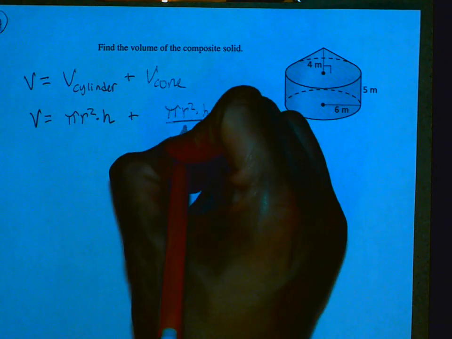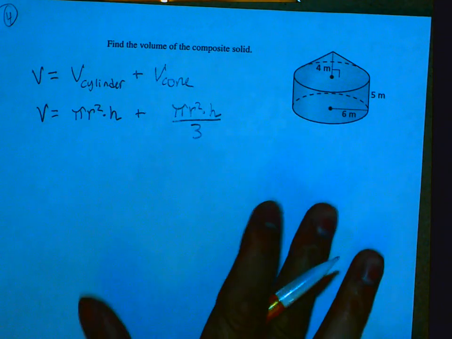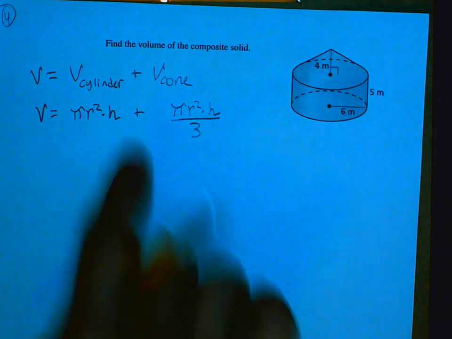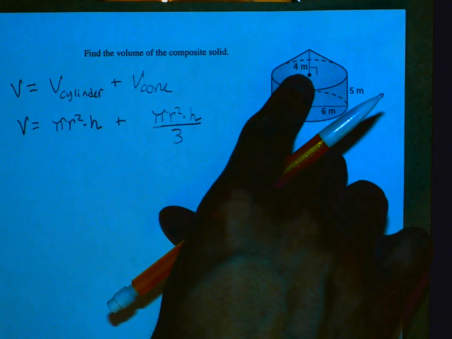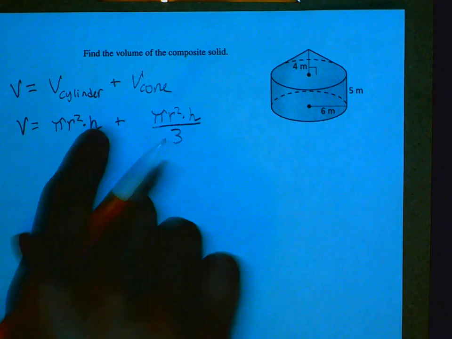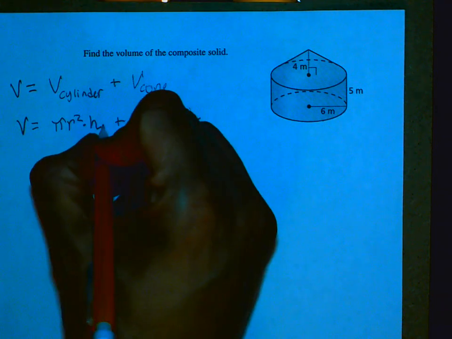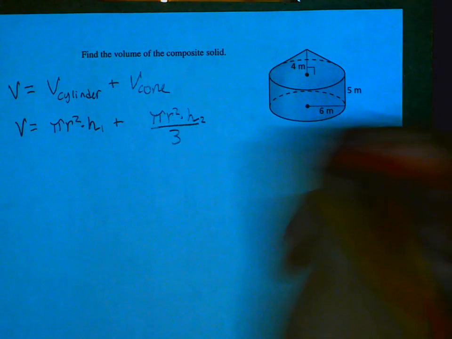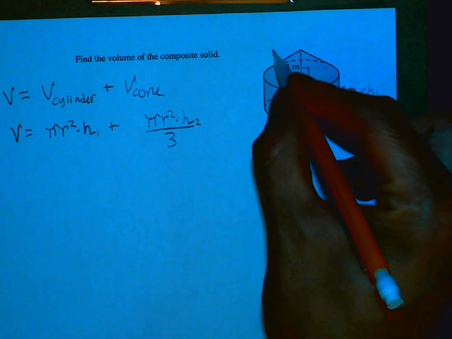all divided by 3. Now keep in mind, this height and this height, they're not the same. This height happens to be 5. This height happens to be 4. So we should not be putting the same value for both of the h's. If it confuses you, call it h1 and h2. We'll call this one right here h1 and this one h2.